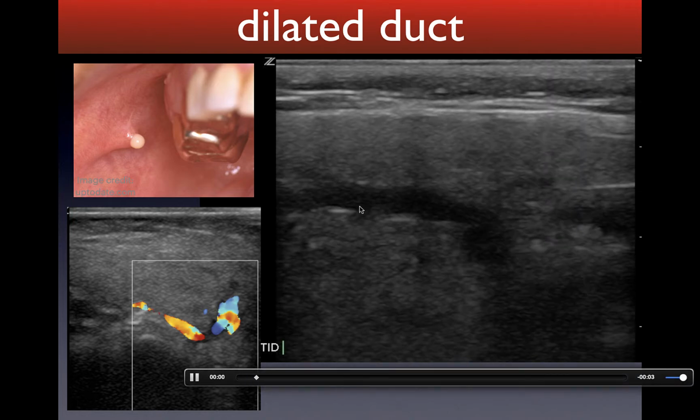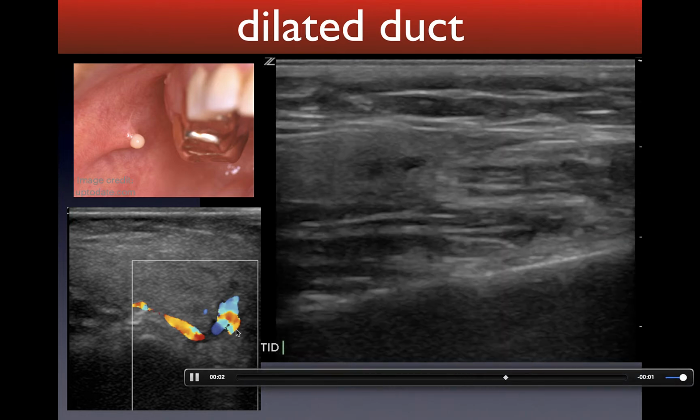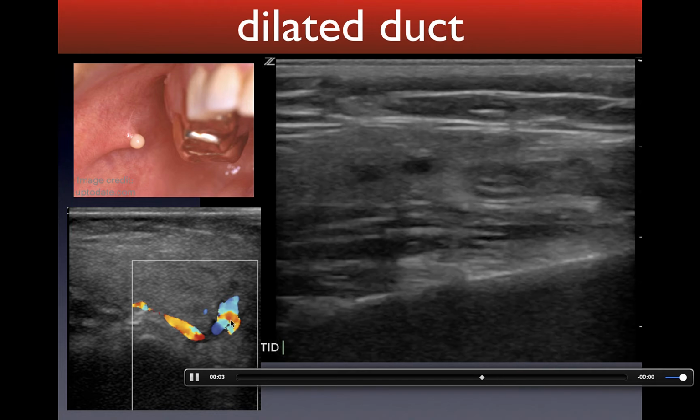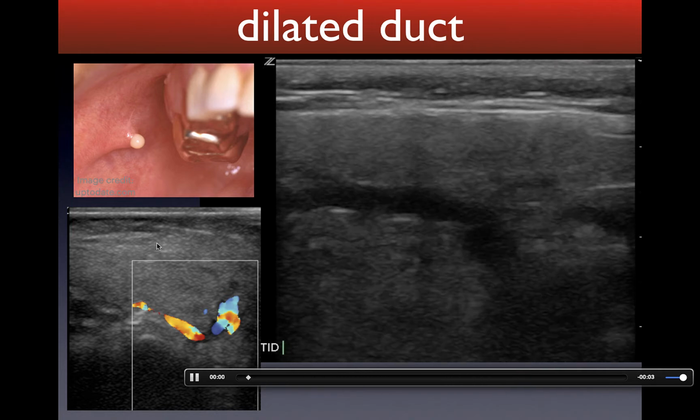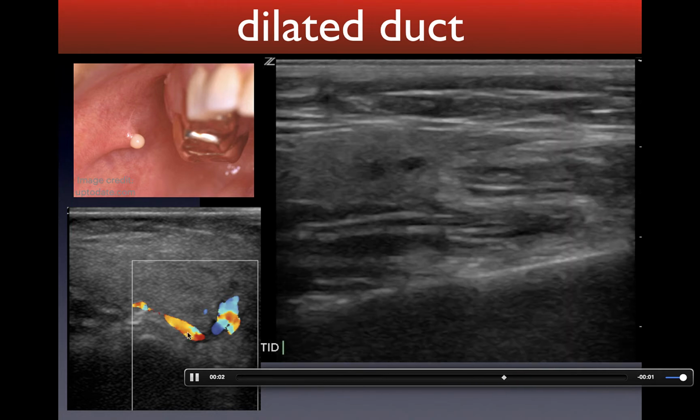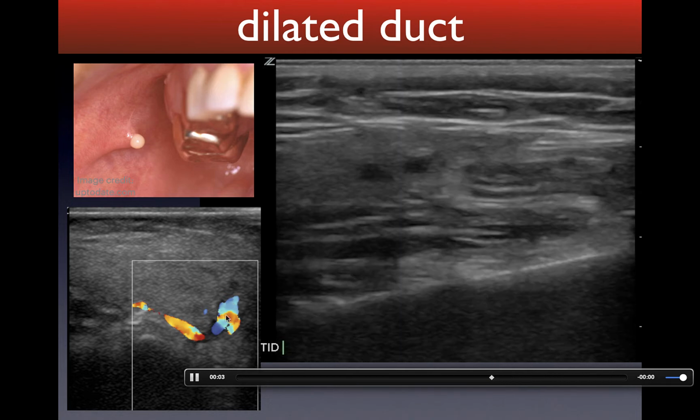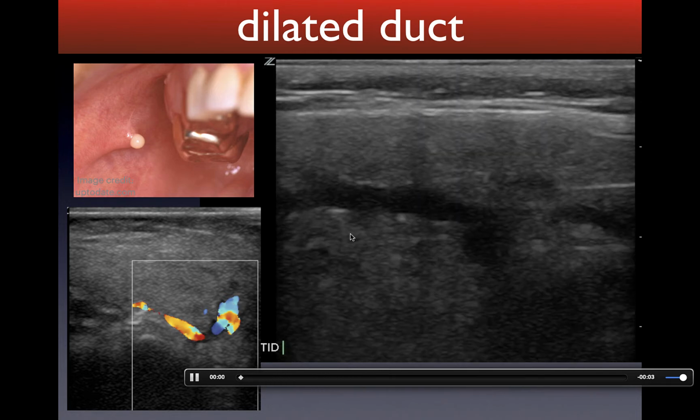If you're not sure if it's a duct or not, you can always throw color on it and see if it's a vessel. So down here is an inflamed parotid that is just because of parotitis, and they had big lines in there, but they were all just blood vessels. Versus this up here is a duct.